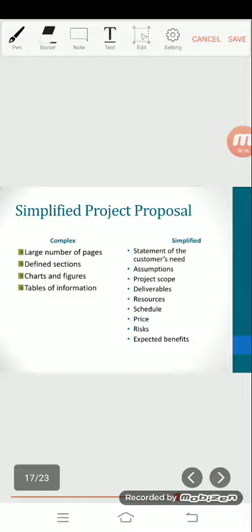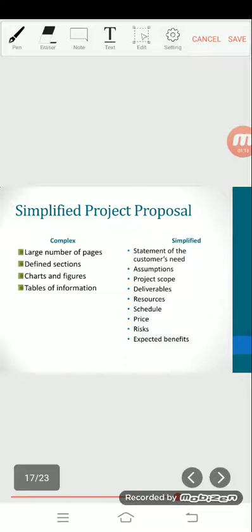Number 1. Statement of the customer's need. Clearly describe the contractor's understanding of the customer's need or problem and reference any information or data to support the need. Number 2. Assumptions. State any assumptions that may affect the customer's scope, schedule, or price.